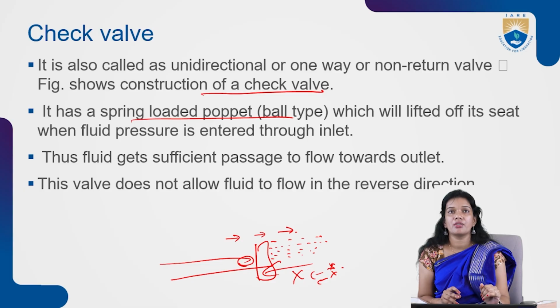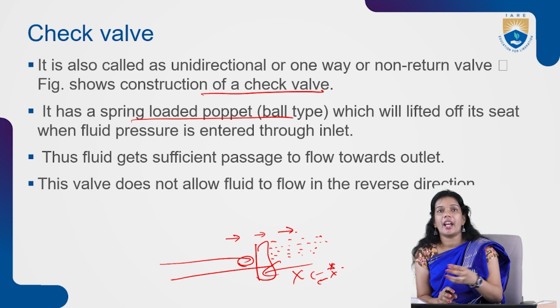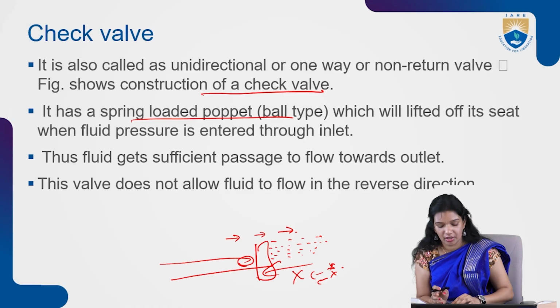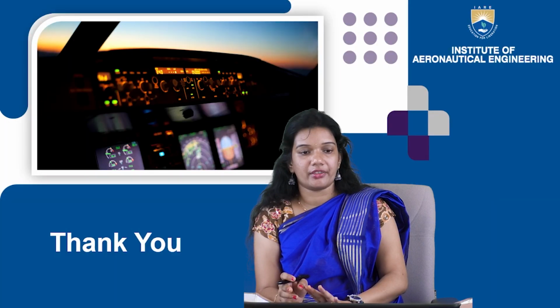Now this shows the construction, right? You have a spring-loaded poppet ball which is lifted when the fluid pressure enters, and as it enters, you have sufficient passage so that the fluid can flow out. But once it is flowing out, there is no coming back, no return or reverse direction to it. That is why it is called a check valve, right?